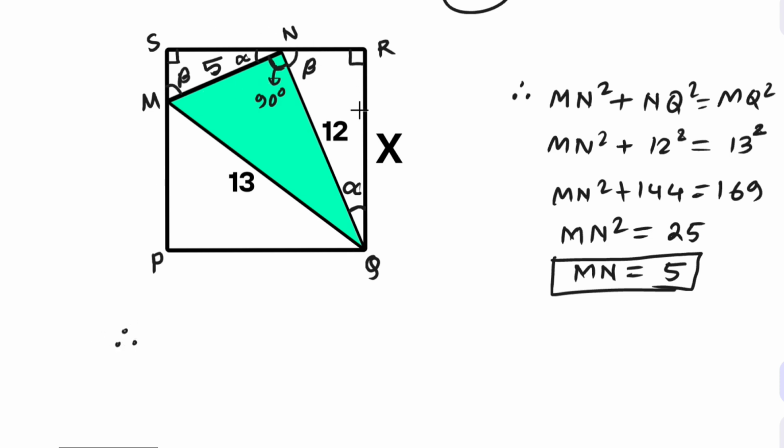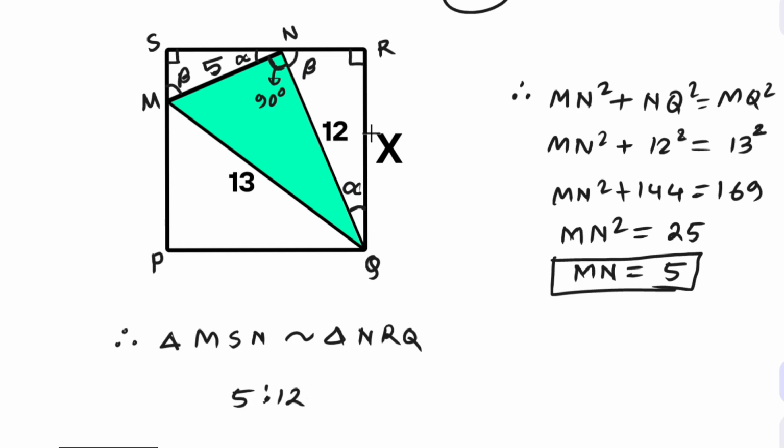When two triangles have all matching angles, we call them similar triangles, and similar triangles have sides that are proportional to each other. So let's use that. The hypotenuse of the smaller triangle, MSN, is MN, which we calculated to be 5. The hypotenuse of the larger triangle, NRQ, is NQ, which is 12. So the ratio between these two similar triangles is 5 to 12.